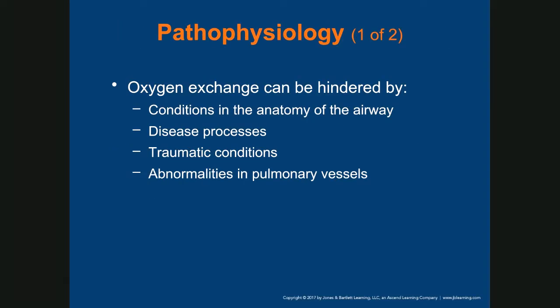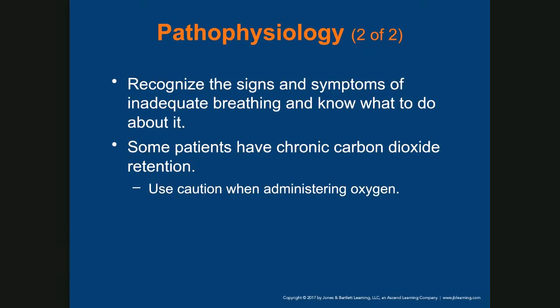Now, pathophysiology. Oxygen exchange can be hindered by conditions in the anatomy of the airway. So it can be something wrong with the structure. It can be a disease process, traumatic conditions, abnormalities in pulmonary vessels. You must be able to recognize the signs and symptoms of inadequate breathing and know what to do about it.